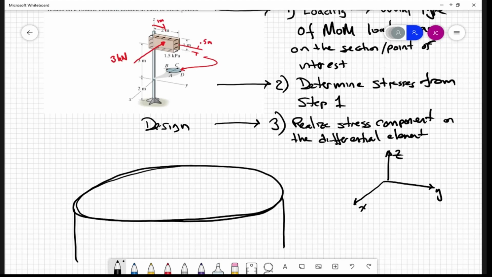Torsion, bending, transverse shear, what else? What do we see from that 3 kilonewton force? What type of loads are going to happen on this cross section? Like which chapters come into play here? I would say torsion, bending, and transverse shear. That's right.